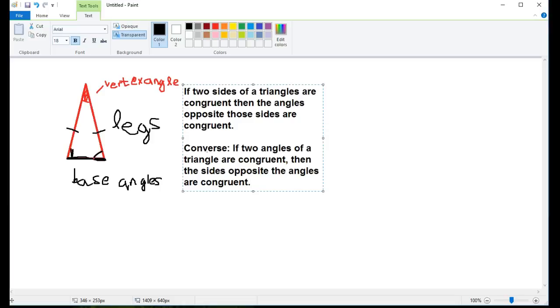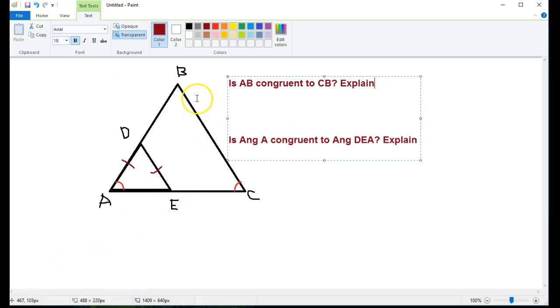And we can use this proof and these different theorems to prove a lot of different things. So here I'll give you an example for you. Okay, so here's an example. We have two triangles, one much bigger, one much smaller. So we have triangle ABC, the big one, and triangle ADE, the smaller one. And we are asked these two different things, and we're going to be asked yes or no, basically. So first one, is AB congruent to CB? Is this whole AB congruent to this CB?